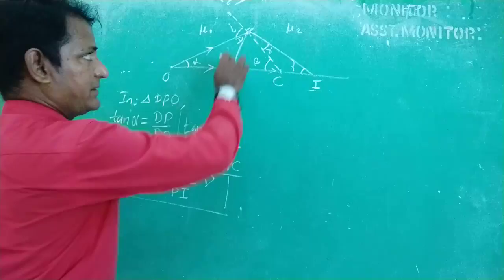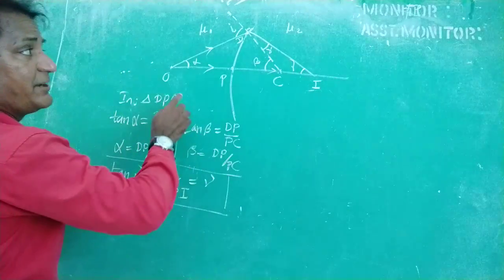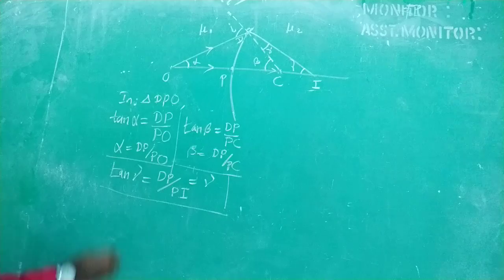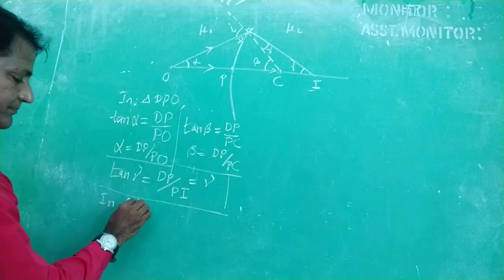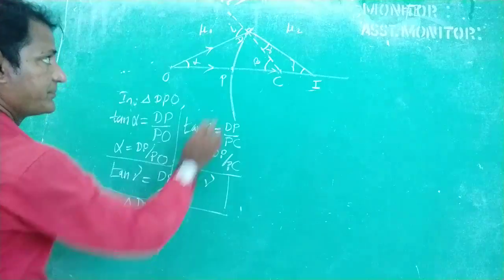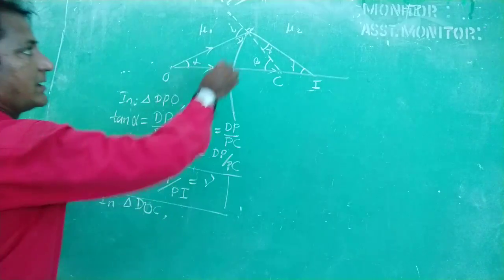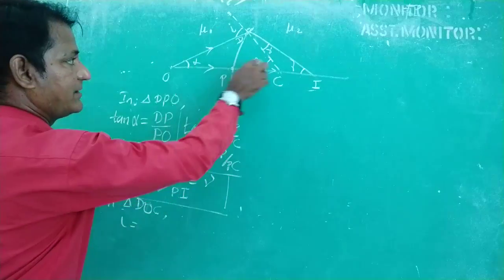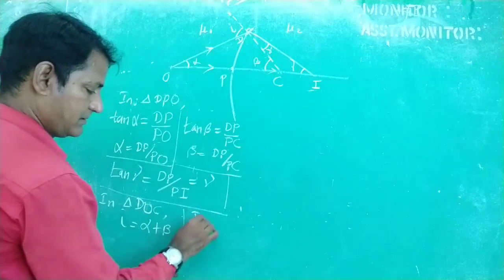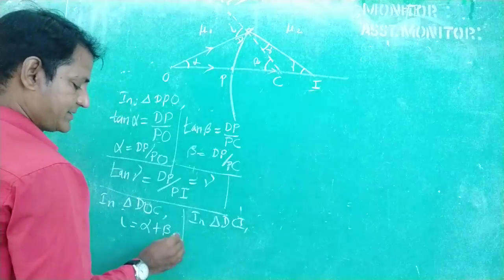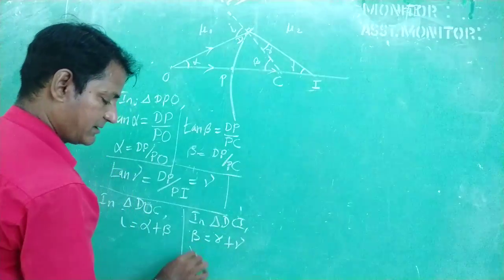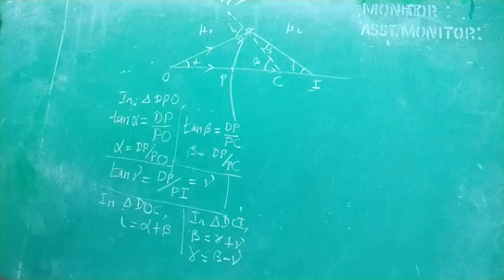Now let me find the values for i and r. In triangle DOC, i is alpha plus beta, and in triangle DCI, angle beta is equal to r plus gamma, or r is equal to beta minus gamma.